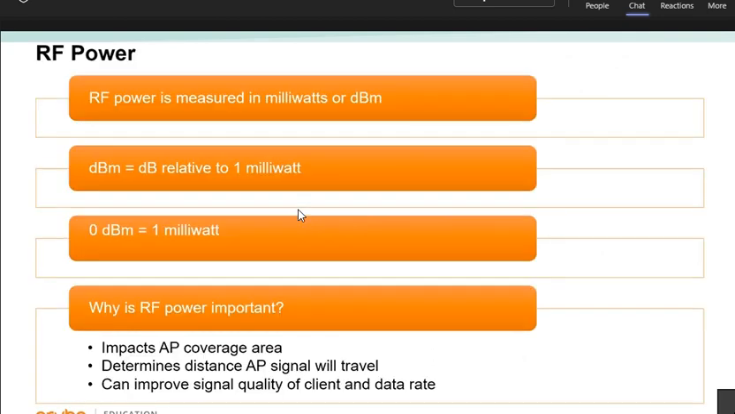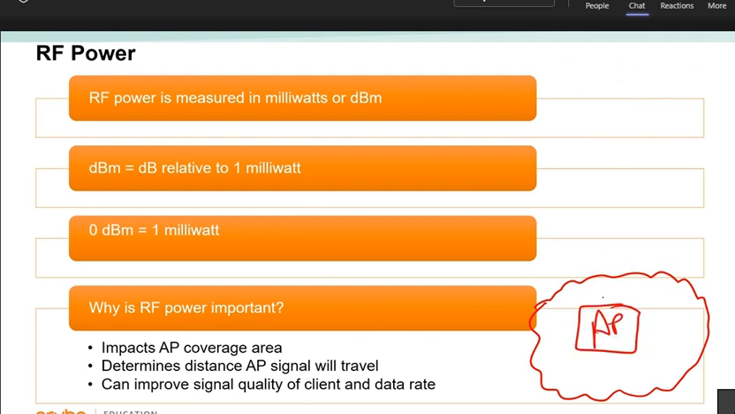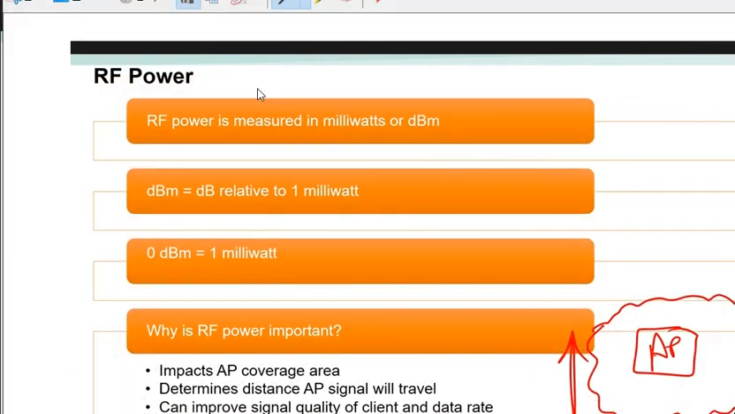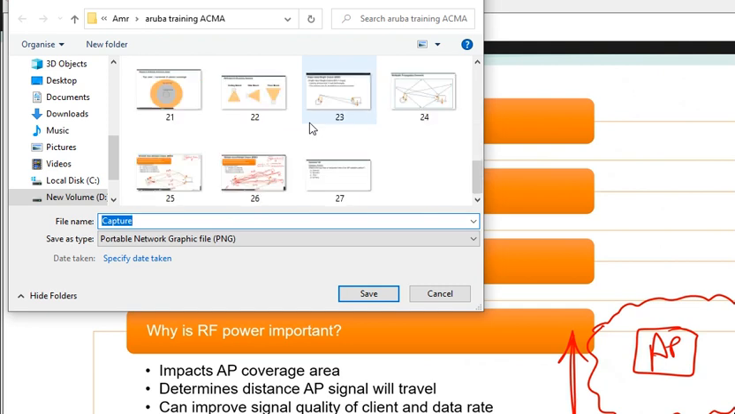The next is your power levels. This is very important. Your RF transmit power. Based on your power level only, you will be able to understand what will be the coverage area of the signal. Right, this is your access point. You'll be able to understand how far the signals will travel, and what will be the total speeds that the client will be getting from the access point.